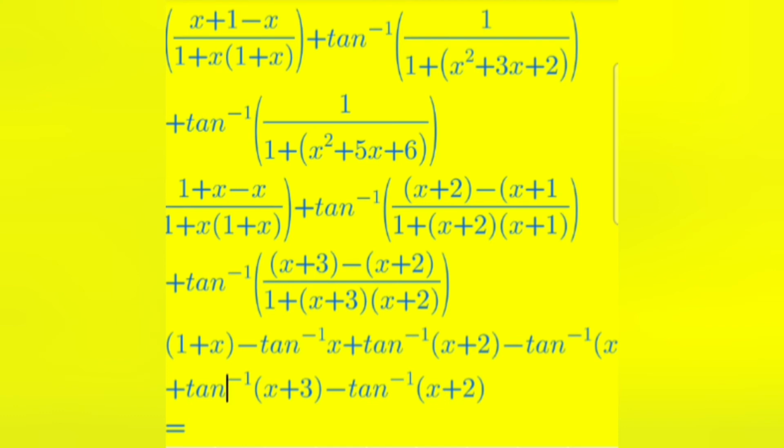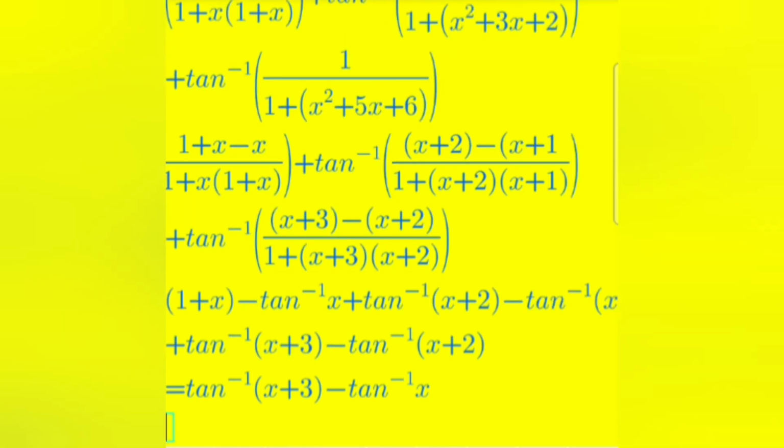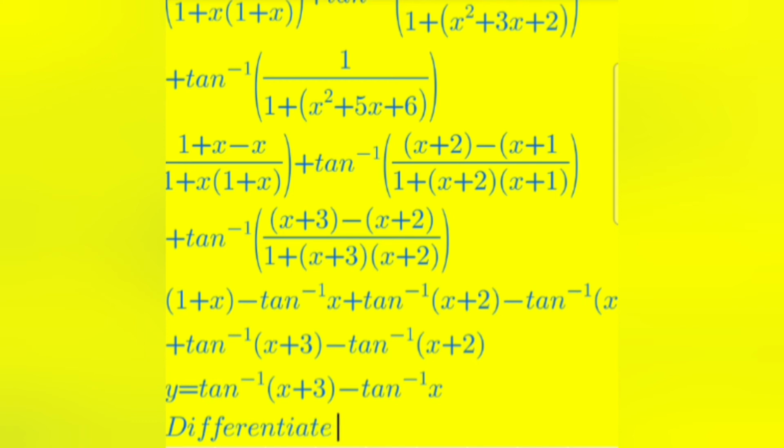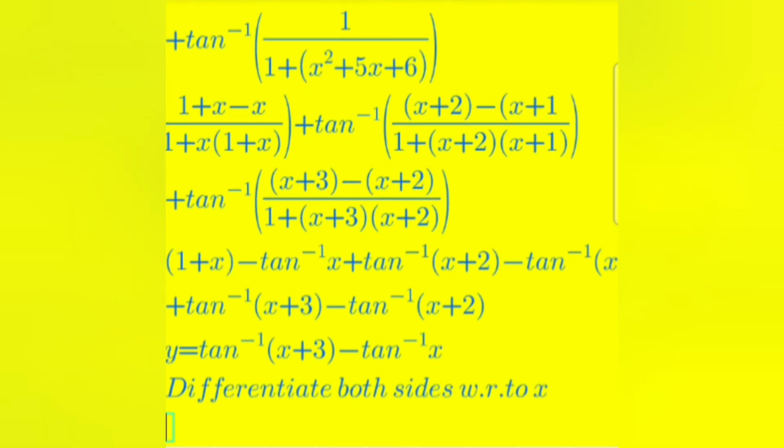Therefore we have left only tan inverse (x plus 3) minus tan inverse x. Now differentiate; this is actually y. So differentiate both sides with respect to x. Then this is dy/dx.